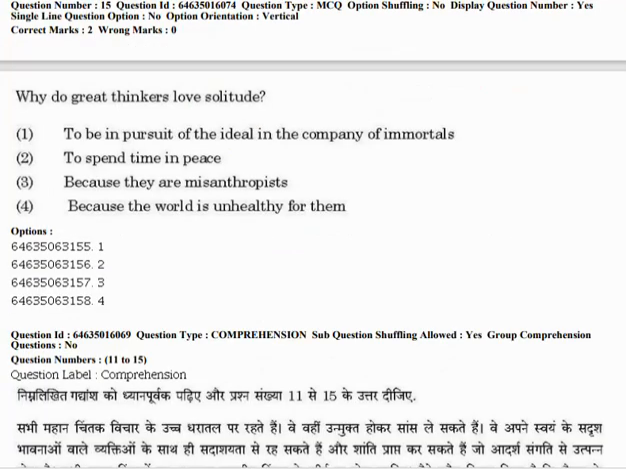Why do great thinkers love solitude? To be in pursuit of the ideal in the company of immortals. Let's look ahead. To spend time in peace because they are misanthropists and because the world is unhealthy for them. No, not misanthropist either. In peace, wrong. Option number one, to be in pursuit of the ideal in the company of immortals.